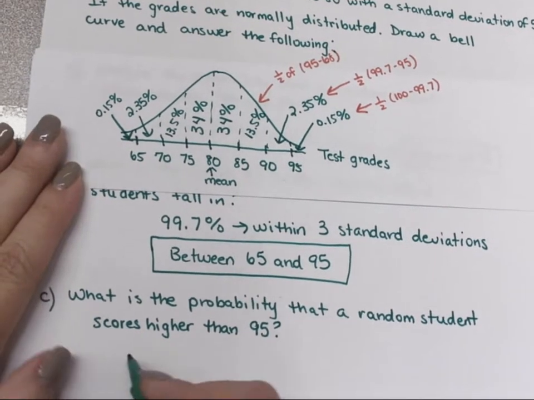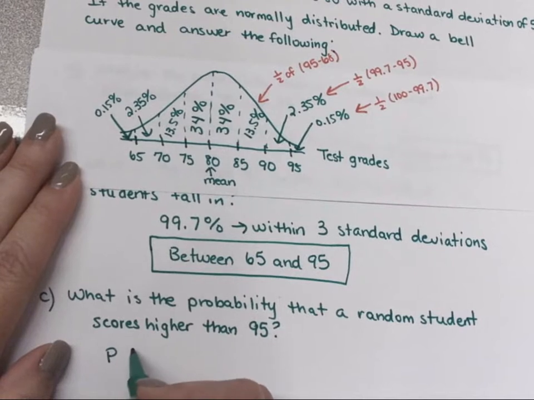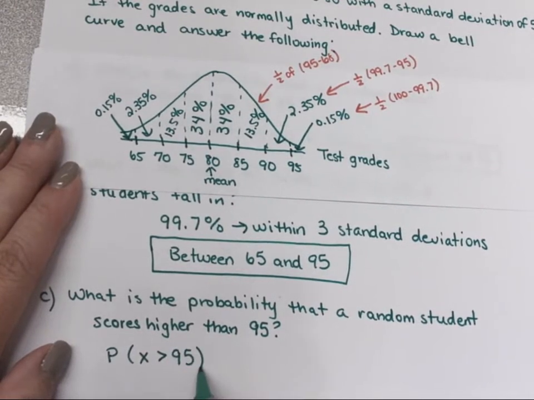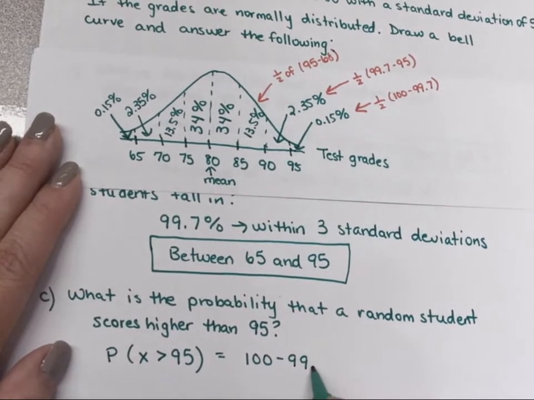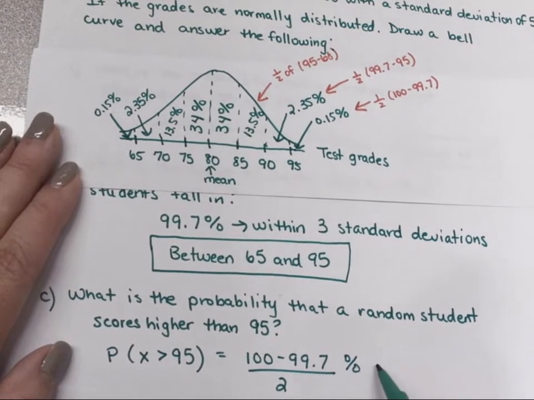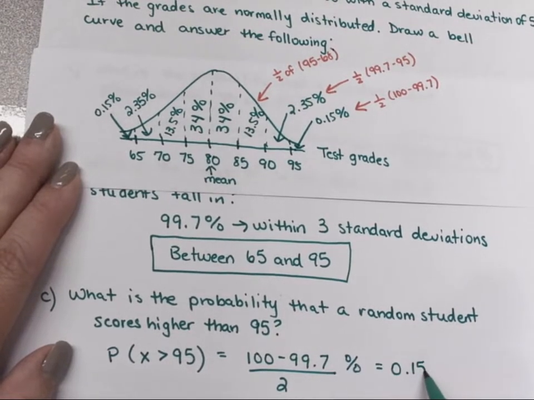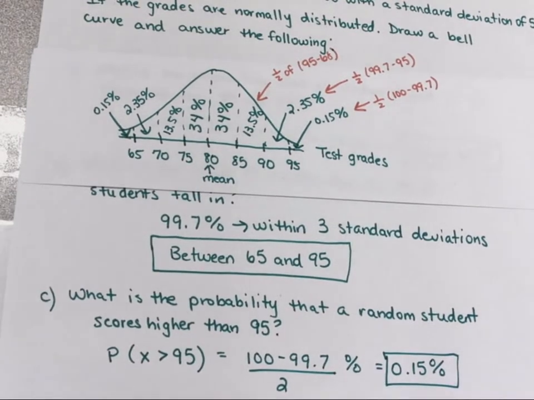So I'm going to write this out, though, just in case. If you didn't have this labeled, you could still figure it out, right? So the probability that x is greater than 95 would be 100 minus 99.7 divided by 2%, okay? Or just what we got above, or 0.15%. So I'm showing the work a second time, right? I already found it up there.